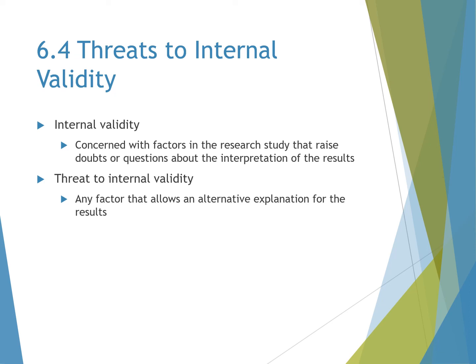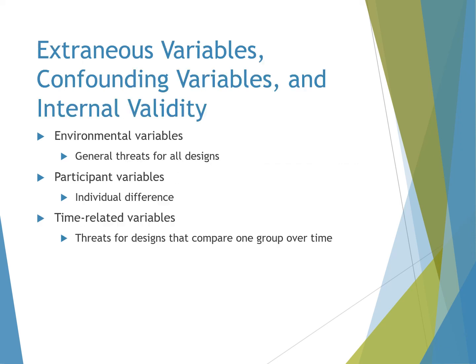So again, internal validity is particularly important for an experimental study. For the definition, we're concerned about factors in the research that raise doubts or questions about the interpretation of results, and threats to internal validity are basically alternative explanations for the findings. For a research study to have internal validity, there has to be one and only one explanation of the results, and we need to make sure that the only difference between treatment conditions is the variable that is used to define the conditions, the independent variable.